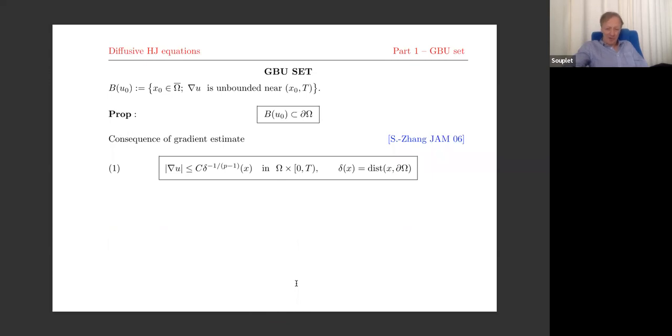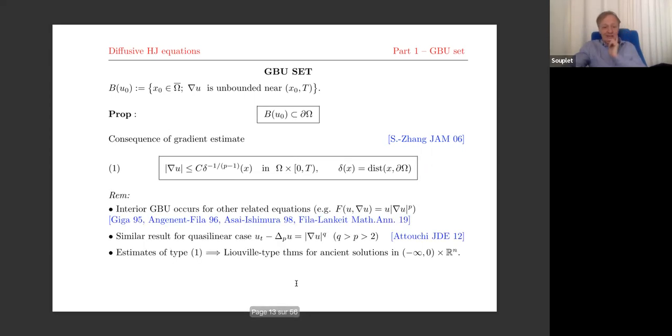So this means that for this problem, gradient blow-up is only boundary gradient blow-up. On compact subsets, everything is smooth and classical for all times. Still, there are variants of this class of equations where interior gradient blow-up may occur. So I give some references here. For instance, just the simplest model is u_t - Δu = u|∇u|^p, already enough to produce interior gradient blow-up. In the case of the p-Laplace diffusion, my former PhD student has studied similar properties. In particular, she proved a gradient estimate analogous to this one, which again implies that all the singularities are on the boundary.